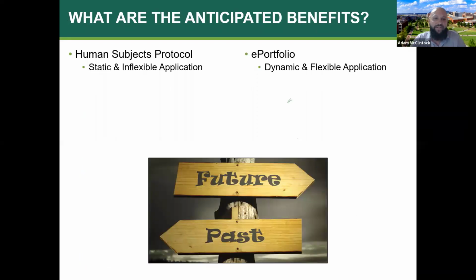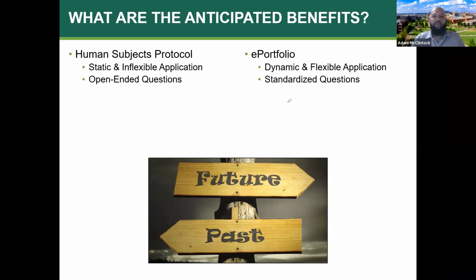So what are the anticipated benefits? On the left side here, you'll see the current HSP, features of that, and then those that we hope to enhance based on the ePortfolio. So with the human subjects protocol, you have a static form, you have a battery of questions. Again, you go through each question, or at least have to read it to figure out if you respond to it or you don't respond to it, how to respond to it. Whereas the ePortfolio, based on how you respond to the questions, it will guide the preceding questions to present those that are only relevant to your project.